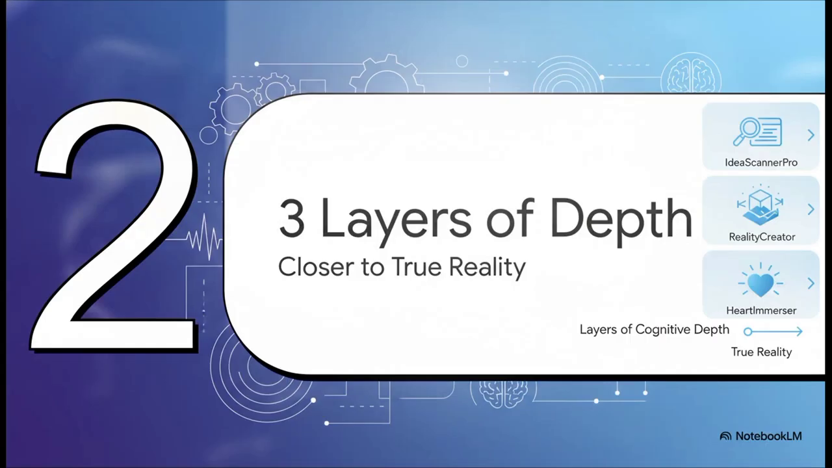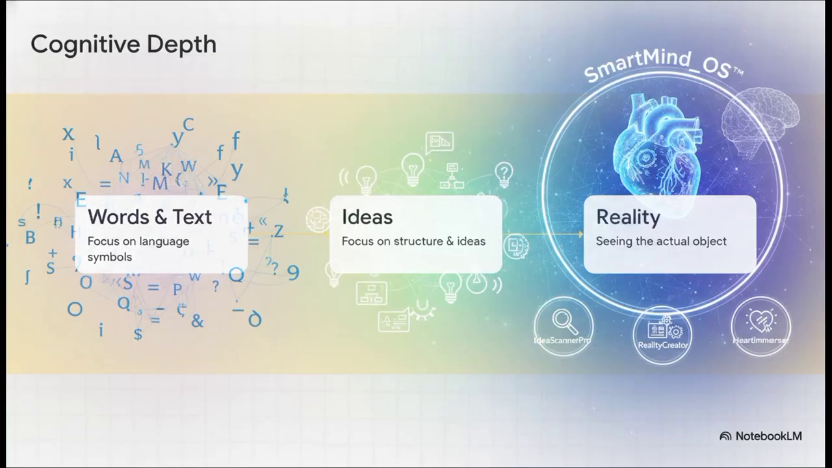Moving right along to Section 2, the 3 layers of depth, or digging closer to true reality. So the whole point here is that you absolutely must push past Level 1 and Level 2 to reach Level 3, because that is where deep understanding actually happens. At Level 1, your focus is entirely on the symbols of language, right? You know the definitions, you know the grammar. The output here is just really basic language comprehension. Then you go a bit deeper to Level 2, focusing on ideas. This is where you find the main concepts, the supporting arguments, the cause and effect relationships. So the output is idea comprehension.